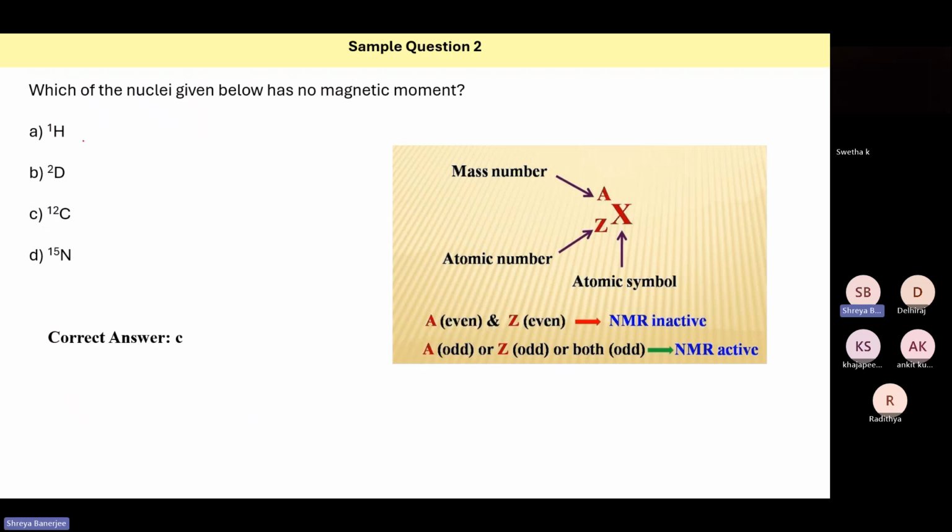In case of the first one, 1H1, both are odd, so it's NMR active. This is deuterium, where again the mass number may be even, but the atomic number is 1, so it's odd and it's NMR active. 15N, N atomic number is 7, again odd, so it's active. But 12C, atomic number 6, where both atomic number and mass number are even, it is NMR inactive and has no magnetic moment. So if you just remember the basic rule, you'll be able to answer this.